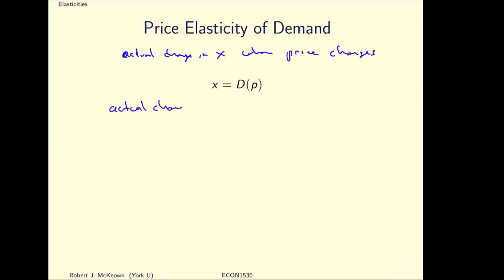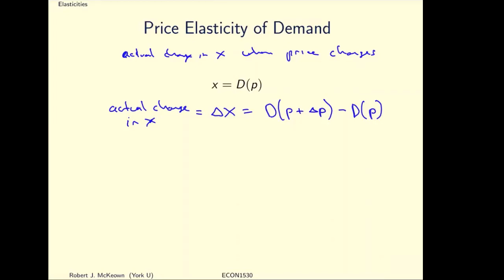Let me rewrite that down here. The actual change in X, we denote that with a little triangle, and that triangle is the Greek letter delta, capital delta. And that's going to be equal to the demand function, demand as a function of price, plus the change in price, minus the demand function at the original price level. So that's our actual change in X.